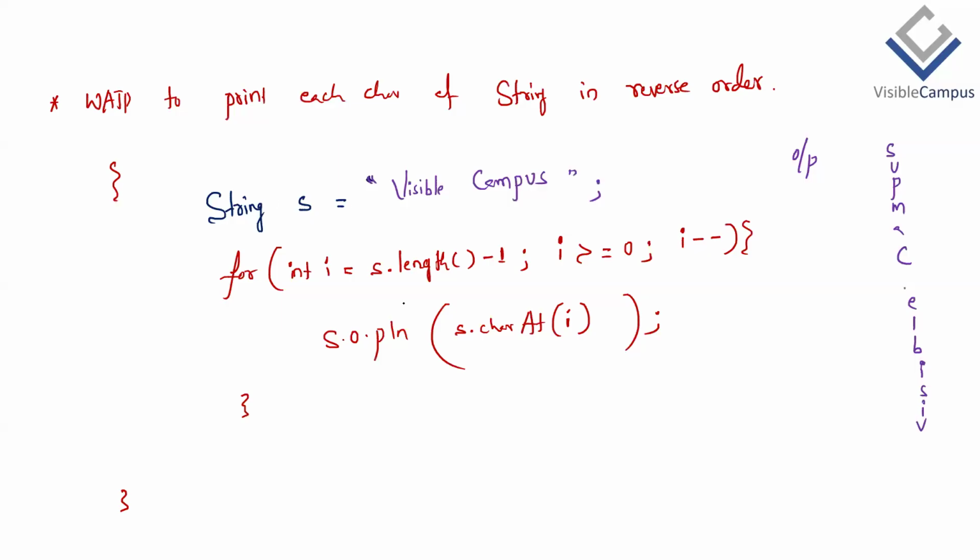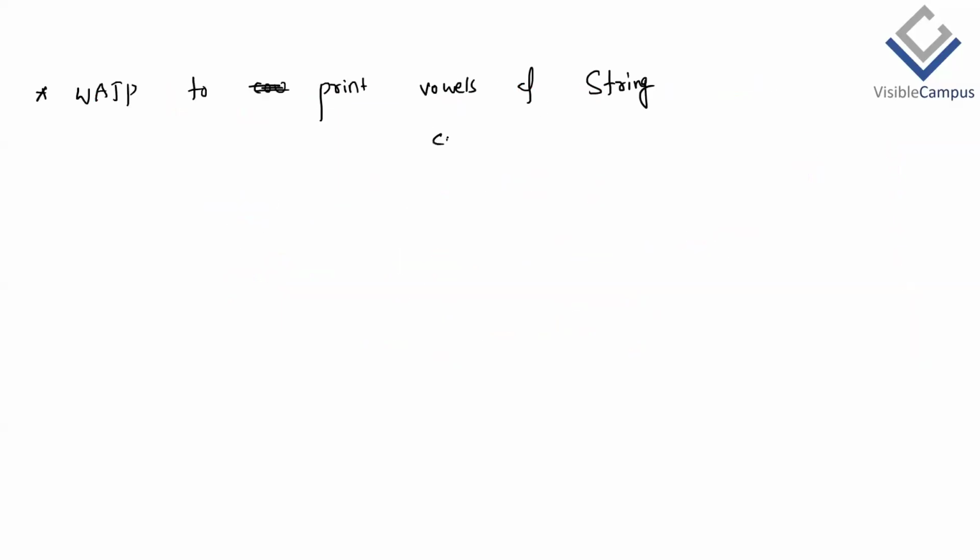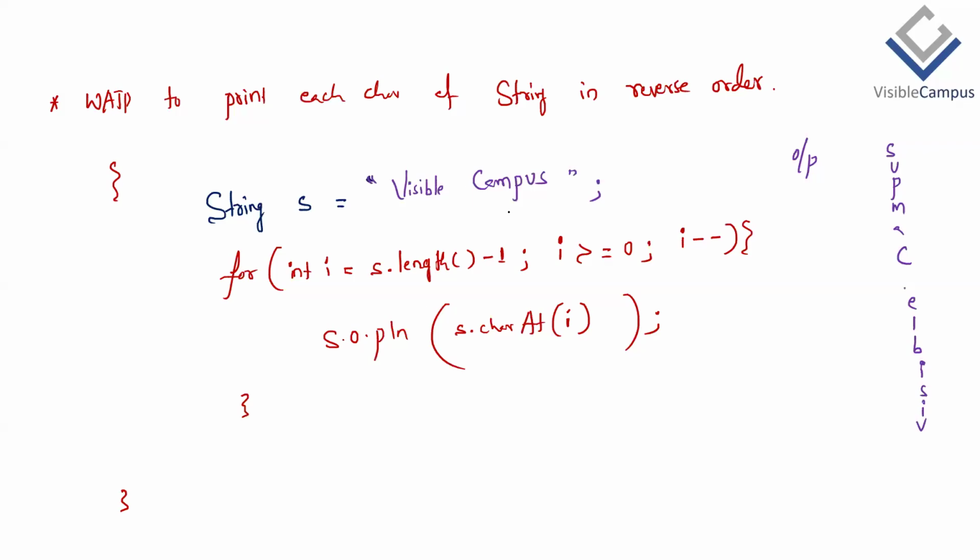At the same time, can we print consonants? Yes, sir. Is space a consonant or not a consonant? Here my input is "visible campus". I am asking to print consonants. Space is not a vowel, and space is not a consonant either. Don't print space there. You have to think about it. If you are printing space also as a consonant, then you go and talk to your English teacher.